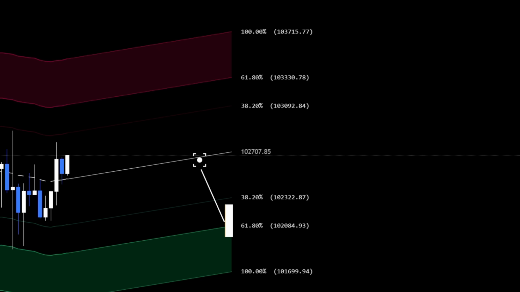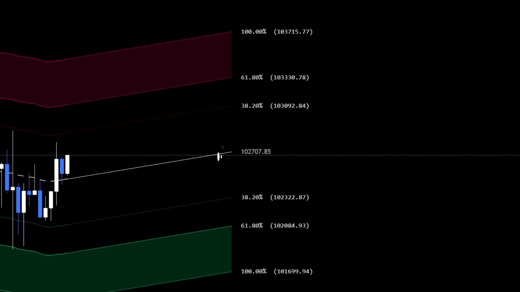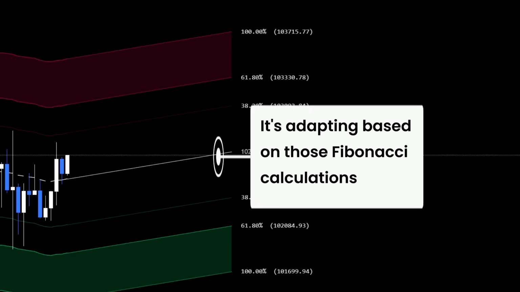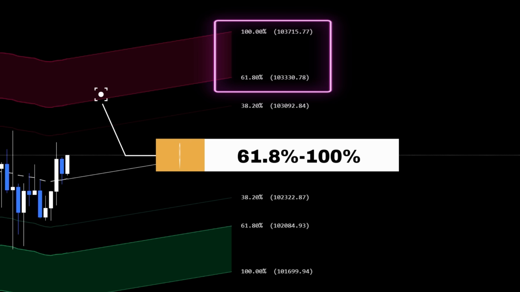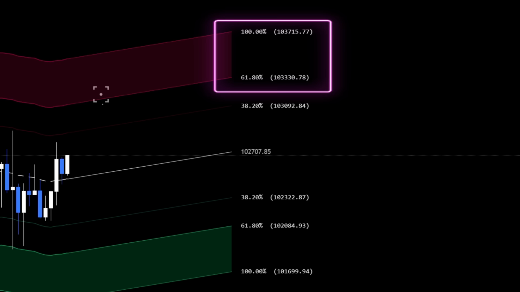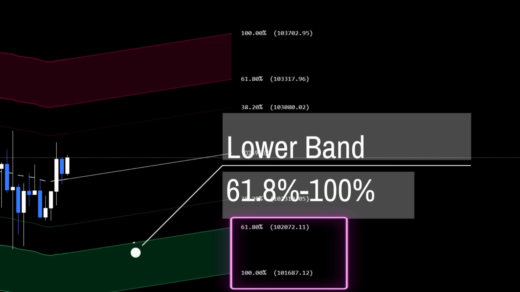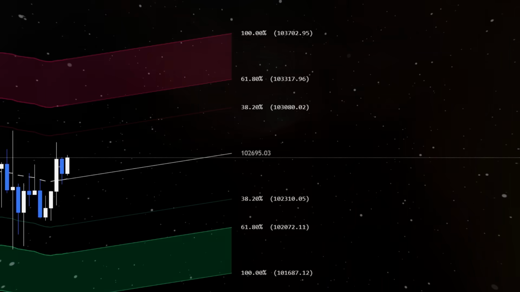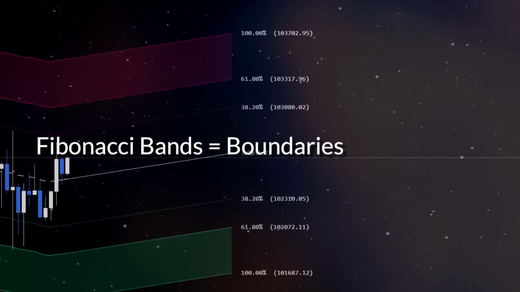Plus, there's a middle line, which might look like a moving average, but it's totally different, adapting based on those Fibonacci calculations. The top band is typically between the 61.8% and 100% area above the current price, and the lower band is the same deal, but down below, between the 61.8% and 100% mark. Think of the Fibonacci bands like boundaries. Most of the time, the price is gonna bounce around with them.